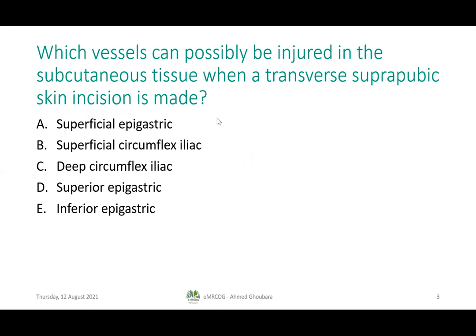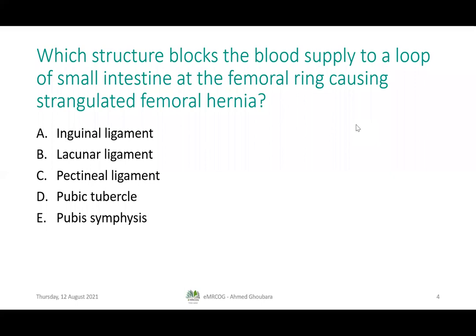So next question, which vessels can possibly be injured in the subcutaneous tissue when a transverse suprapubic skin incision is made? Which vessel can be injured during the transverse suprapubic skin incision? Any clue, guys? Inferior epigastric? No. We're talking about the subcutaneous tissue, not below the muscles. Superficial epigastric. Yeah, I guess this is correct. Good. Very good.